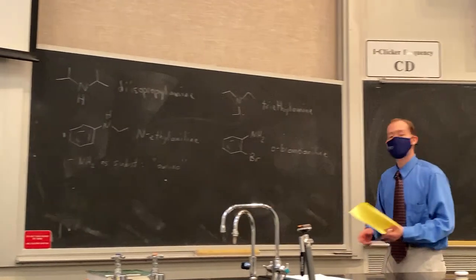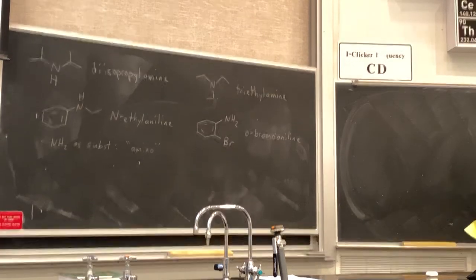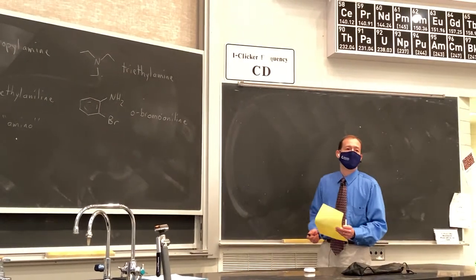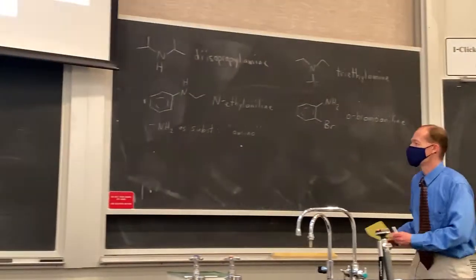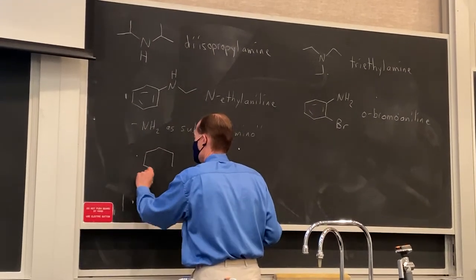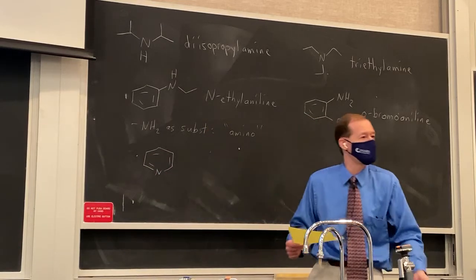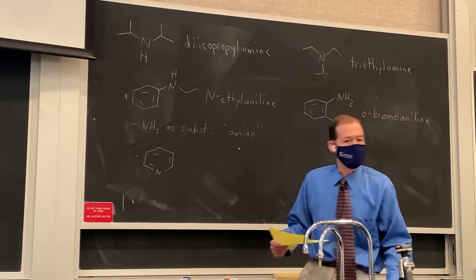And then we have some heterocycles, some rings that contain nitrogen that have common names. Some of these you've already seen before. The first one here, everybody should know the name of this molecule. What do we call this? That's pyridine.